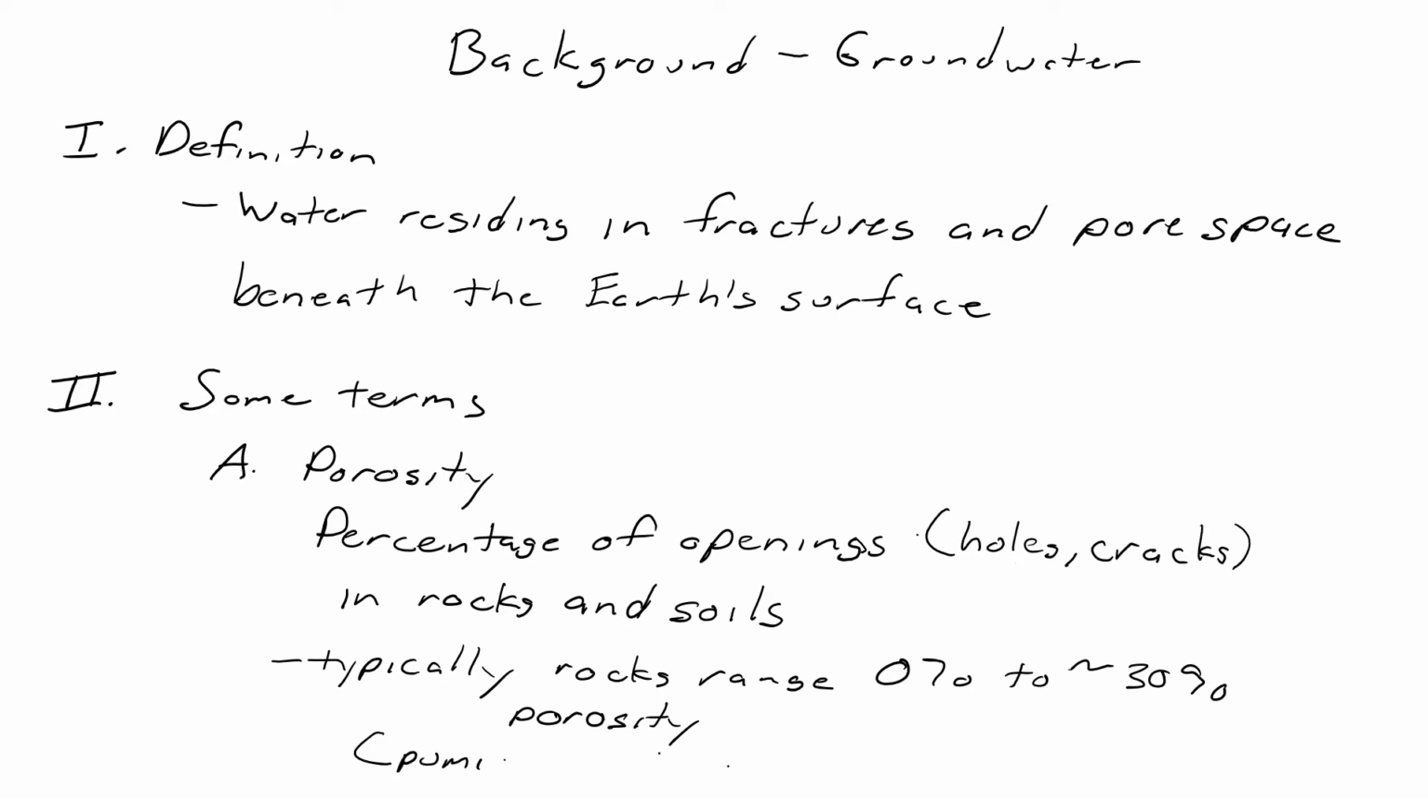One rock, pumice. I'm sure you guys have all seen pumice. Super lightweight because it's mostly pore space. It on average has around 77% porosity. It's rare to find a rock with that much, but occasionally you can. Most of the rocks that we're going to talk about in this class, though, are going to be in this 0% to 30% range.